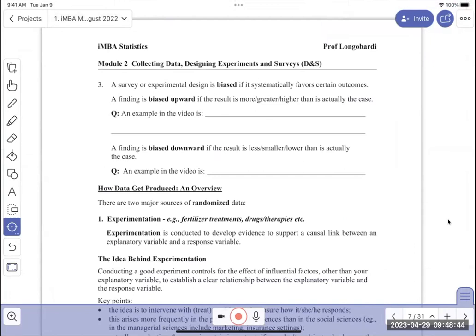Okay, so then I introduce a concept that's not in the video, bias. It's discussed, but not the way I'm discussing it. So a survey or experimental design is biased if it systematically favors certain outcomes. A finding is biased upward if the result is greater, higher than is actually the case. An example in the video of a result that's been biased upward would be what?